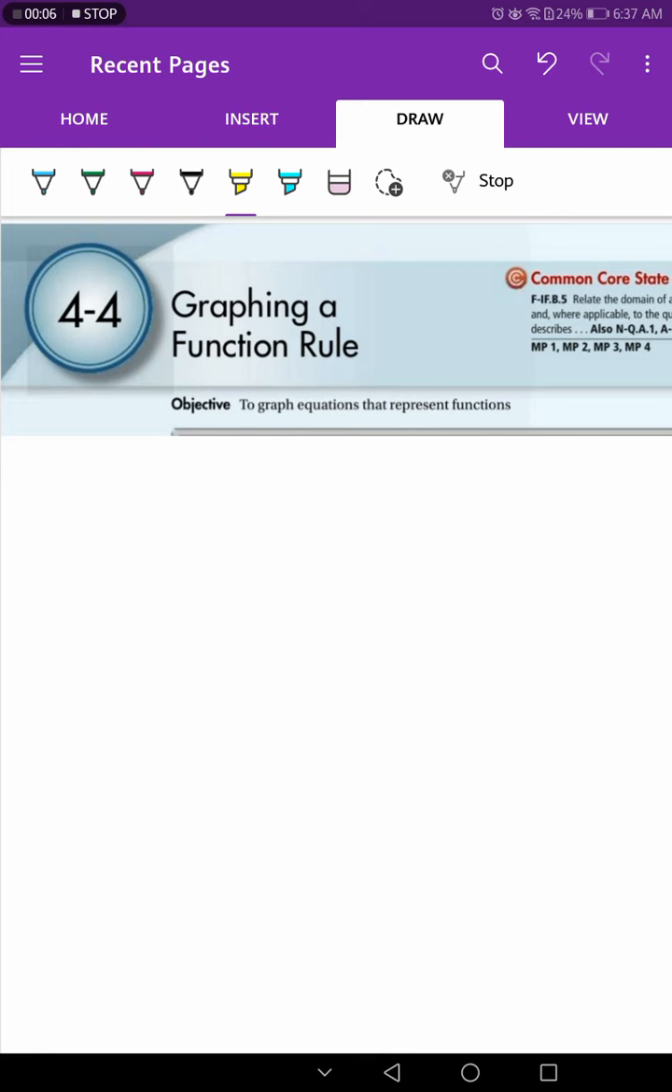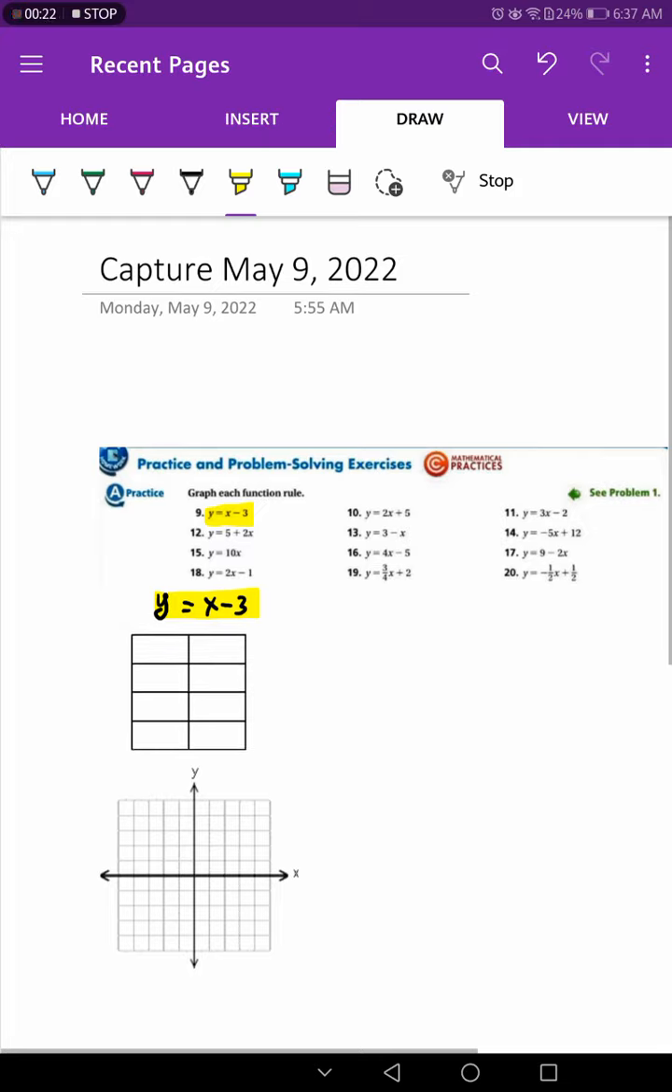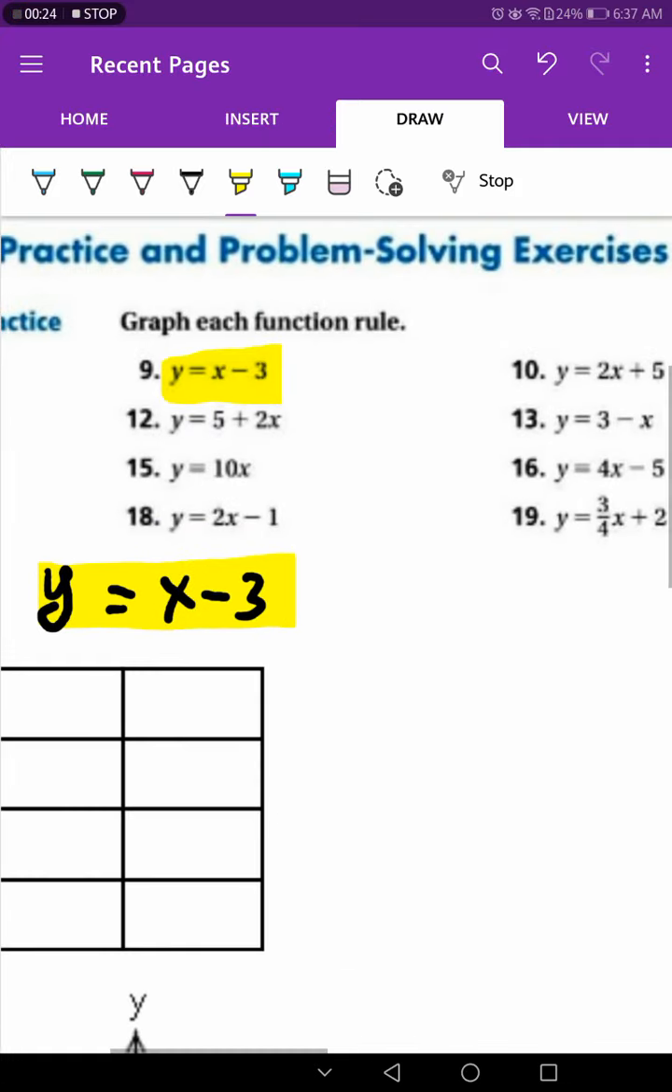Our mission today: graphing a function rule. Our objective is to graph equations that represent functions. In this part of the lesson, we will graph linear equations. Okay, let's go. Graph each function rule. We will start with question number 9: y = x - 3.